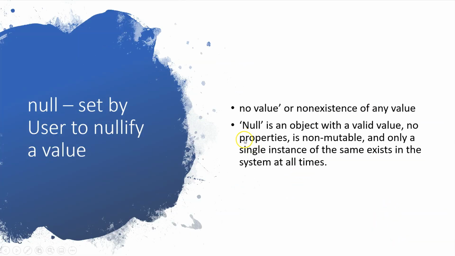Null, if you understand, is set by the user if you want to nullify a value. So undefined is set by the JavaScript engine. Null can be set by the user if you want to nullify a value. So null means no value or non-existence of any value. Null, if you take, it is an object. It is an object, but it has no properties and it is not mutable, and only a single instance of the same exists in the system at all times. Now let us see an example for null.